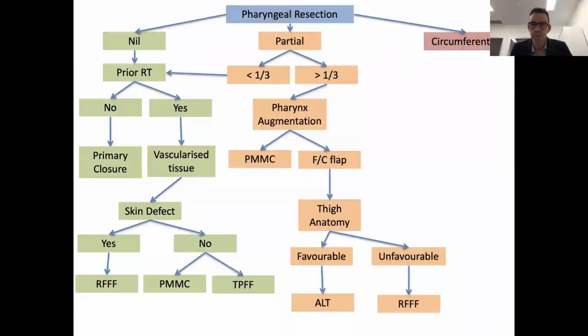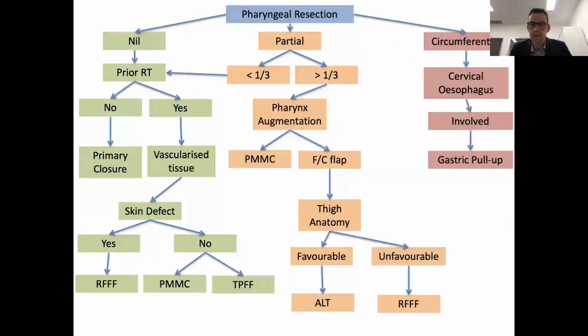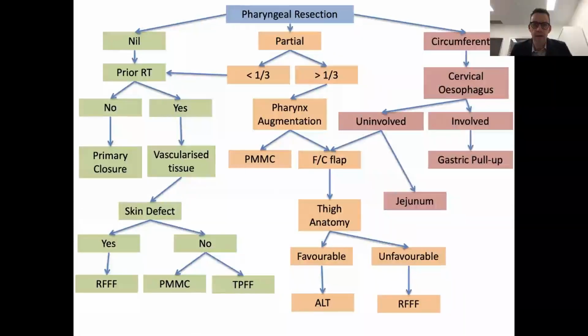In patients with a circumferential defect, we then need to consider the extent of involvement of the cervical esophagus. If that is involved, we would go towards a gastric transposition, gastric pull-up. If it's uninvolved, then either fasciocutaneous flaps or jejunum, and I'll talk through this. So this slide here and the algorithm I've just presented really covers all of the potential options in considering laryngopharyngeal reconstruction from a reconstructive surgeon's viewpoint.